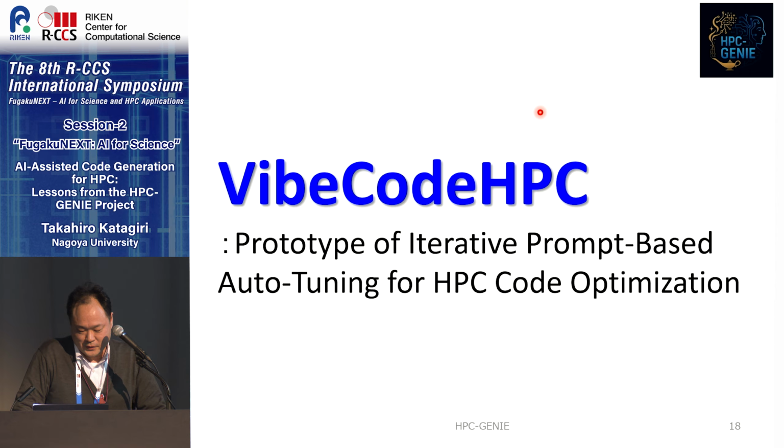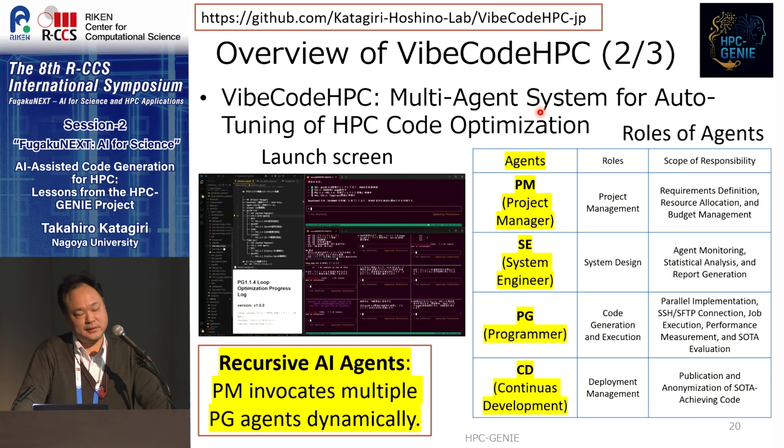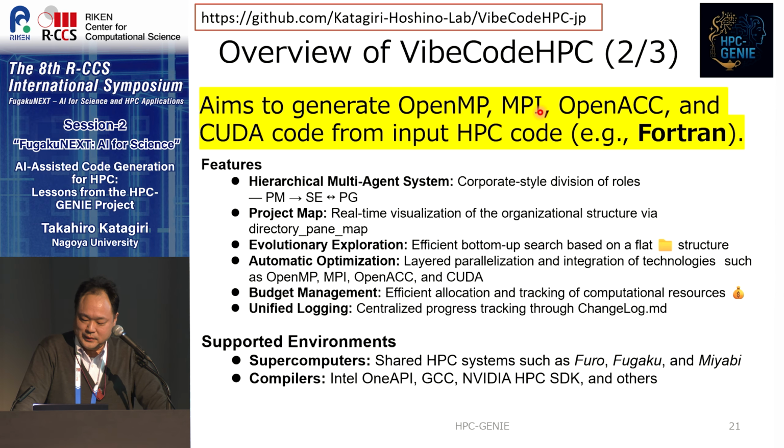So I'd like to switch to the vibe code HPC current system. Vibe code HPC is a multi-agent vibe coding system, whose first version we established last year. The point here is that the vibe coding provides a software developer team of agents: a project manager, system engineer, programmer, and continuous development agents for each, and also automated. The target is also the next flagship system, FugakuNEXT.